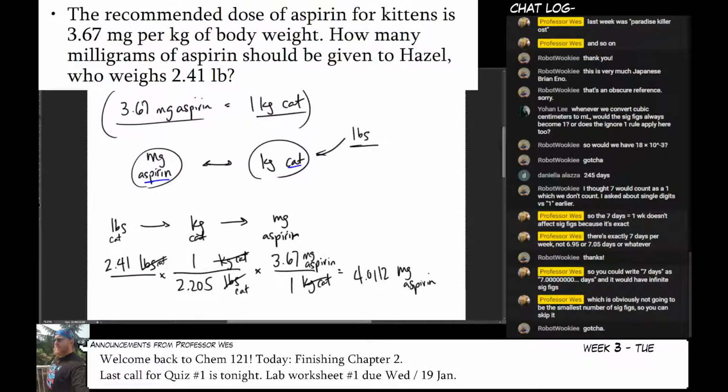We're going to ignore all the ones for sig figs, just like we've been doing. This number is 3 sig figs. This has 4. And this has 3. This one right here. 3 is the smallest, so my answer should have 3 sig figs.